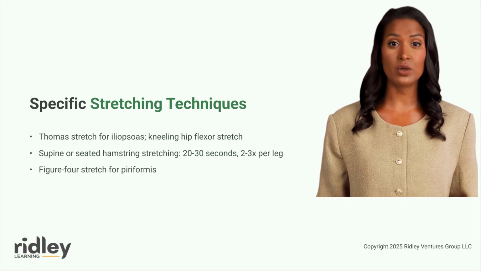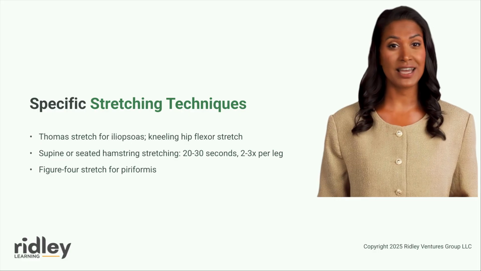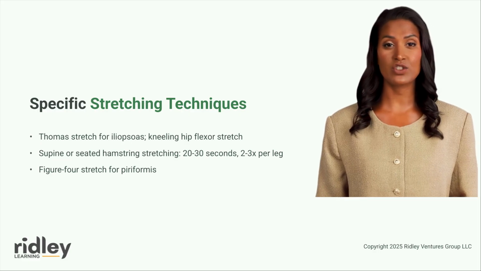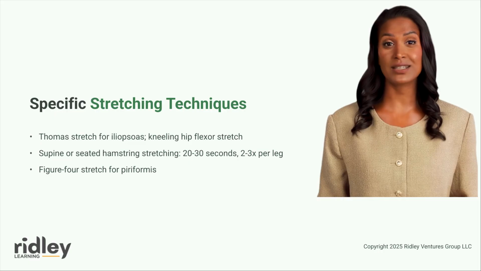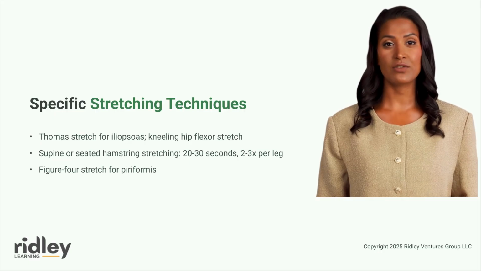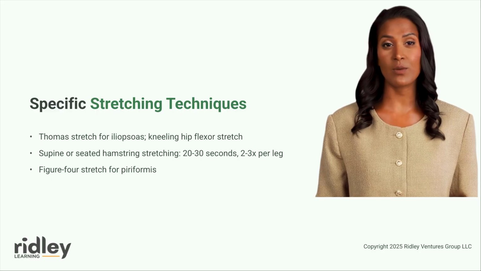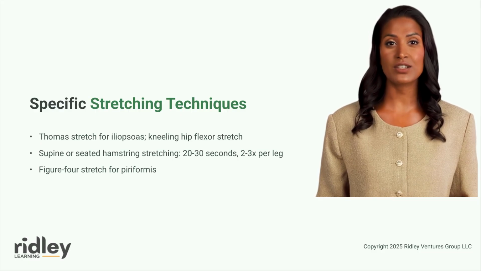Gluteal stretching, including piriformis stretching in supine with the ankle crossed over the opposite knee, addresses tightness that may contribute to buttock symptoms and movement restriction. The Figure 4 stretch position should be performed bilaterally, with holds of 20 to 30 seconds.